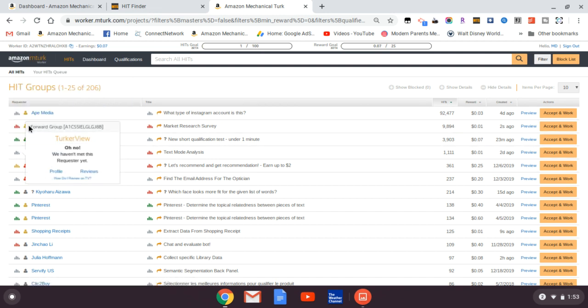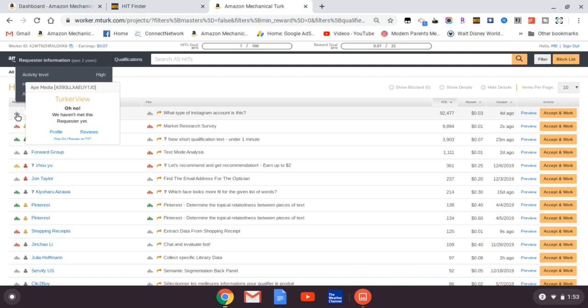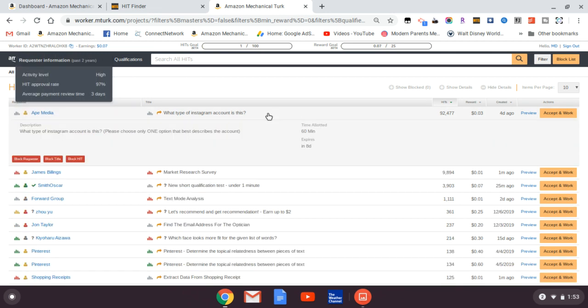So I start by sorting by the most hits, and I simply go down and look. In this case, the first one, what type of Instagram account is this? Sometimes I just expand it and look at the general description and the time allotted. I also look at this pop-up which says activity level, hit approval rating, and the average payment review time. This is especially relevant for the gray requesters, because I want to see what their average payment time is and their hit approval rate thus far.